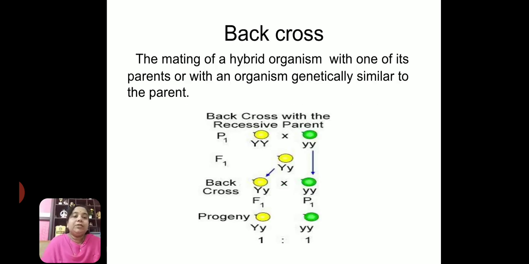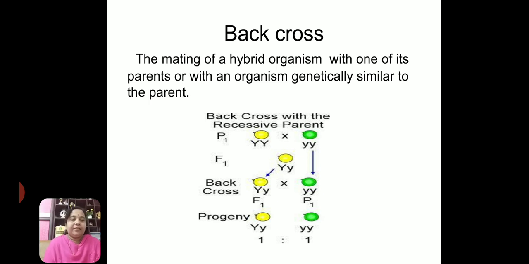Then another term is back cross. What is a back cross? Back cross means mating of a hybrid organism with one of its parents, or with an organism genetically similar to the parent. It is crossing back with the parents, or crossing back with an organism genetically similar to the parent. That is the back cross.